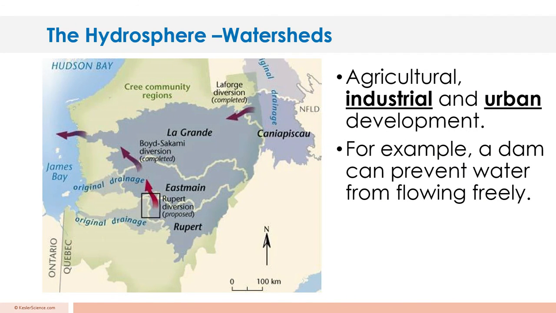So the last thing that impacts how watersheds drain is agricultural, industrial, and urban development. So I gave you a picture over here, the original drainage, and then when they started damming and diverting the river flows in the Cree community regions, we see the drainage now goes a completely different way from the way that it used to. So a dam can prevent water from flowing freely, so can other kinds of industrial and urban development.